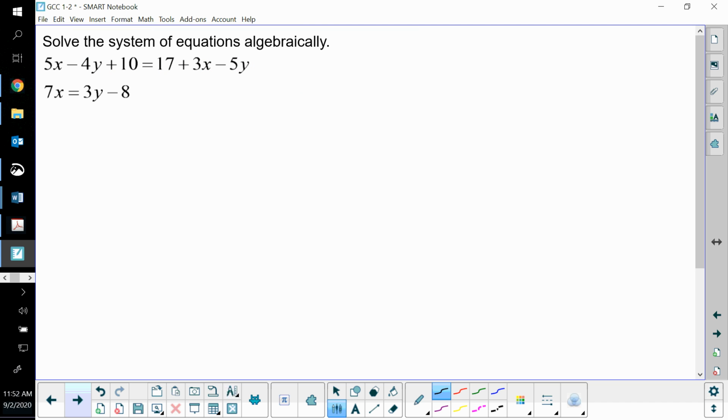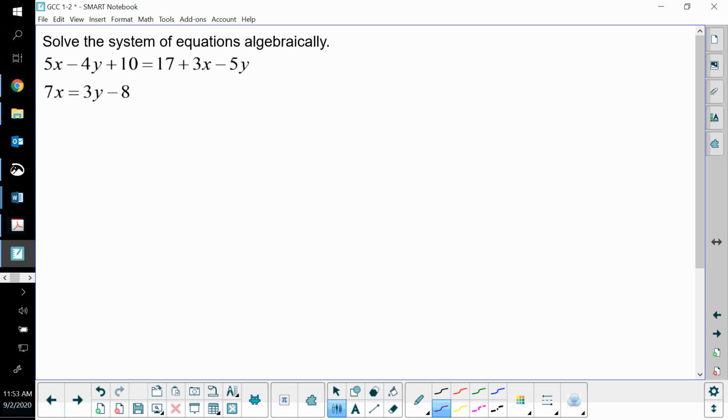So we'll do one more together. In this one, notice in the second equation, if we tried to divide everything by 7, we're going to get some fractions there. So it might not be best to do substitution. Maybe we should try elimination here.